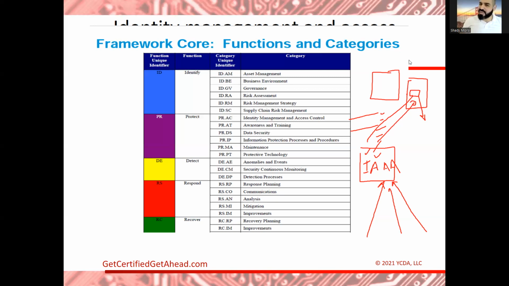But if this system can be accessed from outside, so anyone on the internet can reach it, I really need to enforce multi-factor authentication. Why? Because I don't want someone from outside to steal a username and password, or maybe guess a username and password, and get into this finance system. So according to the system criticality and the system position within our network, we can decide what kind of identification and authentication is required.